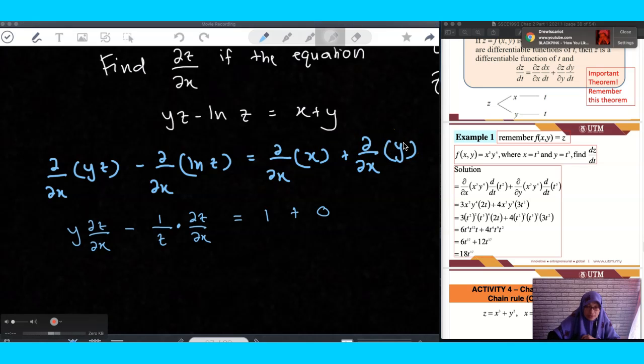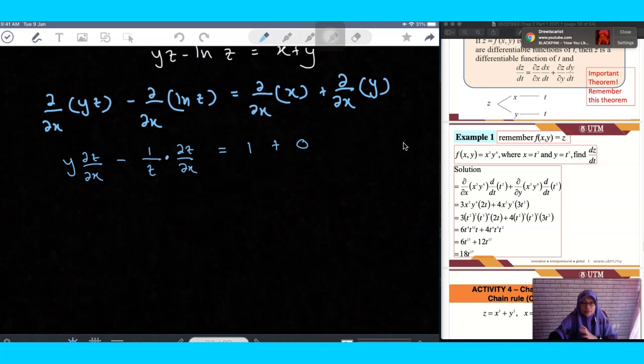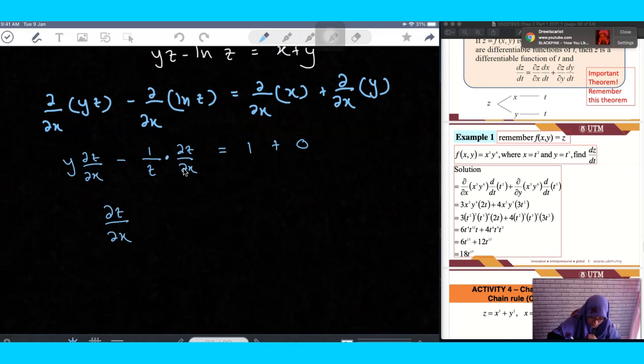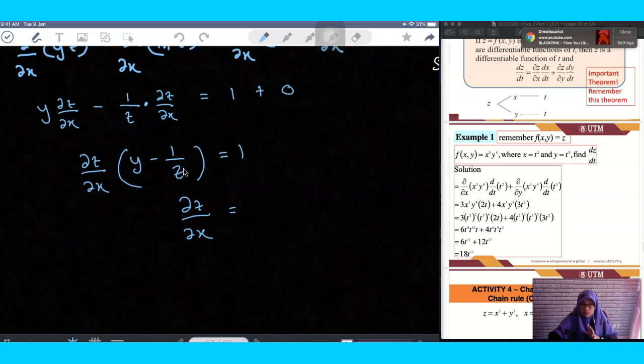Next. So the next step, after you differentiate all the terms with respect to x, you have to try to factorize them, because you can see there is del z over del x, which is the thing that we are looking for, right? Del z over del x. So when you factorize del z over del x, you will have y minus 1 over z equal to 1. Then, because we are looking for del z over del x, you have to make sure that the only thing left on the left side is del z over del x. So you have 1 over y minus 1 over z.